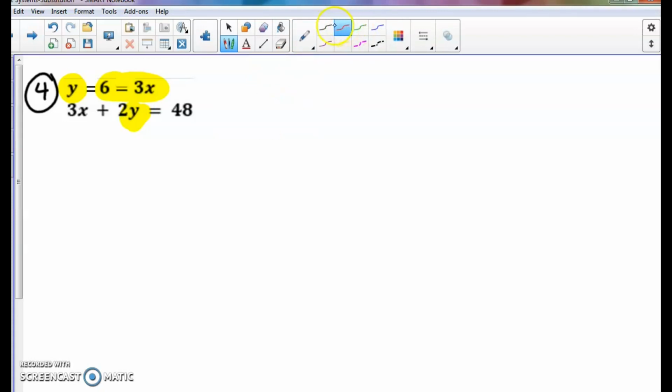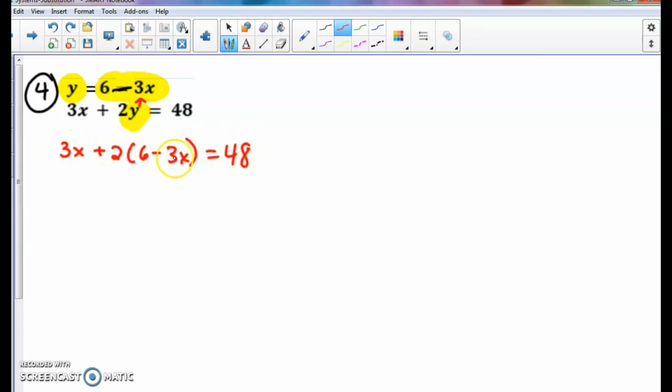I'm going to make my symbol a little bit better. It kind of threw me off before. I guess when I wrote it before I had a little smudge in there. So we're going to replace this y with our 6 minus 3x, which means we're going to drop down our 3x here in front of that second equation, plus 2 times, we said y is now the 6 minus 3x, equals 48.